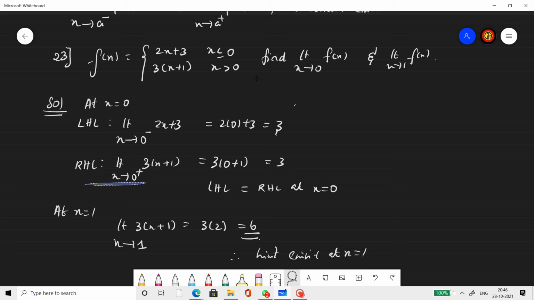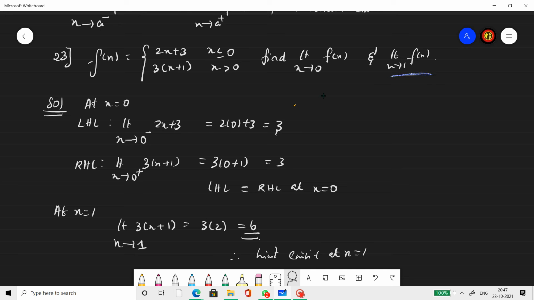Now the right hand limit extends to 0 plus, where the function is 3 times x plus 1. Whenever we take a value above 0, the function is 3 times x plus 1. Substitute 0 in the place of x. So 3 times 0 plus 1, which is 3. Here the left hand limit answer and right hand limit answer are the same. So when the left hand limit is equal to the right hand limit, the limit exists at 0. That simply means 0 is admissible in the domain of the function.